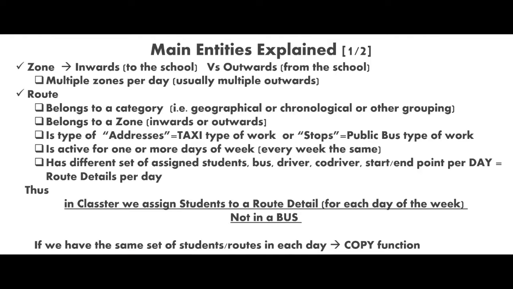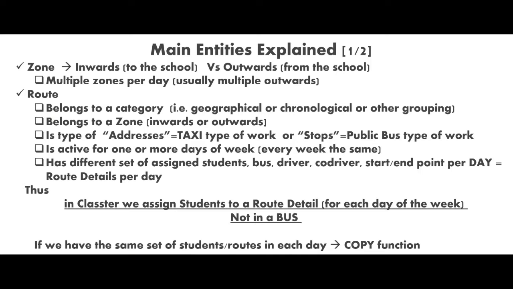Chronological, for example. If you have a morning zone, then we can have routes that are early morning, late morning, and so on, and then we can create categories like that. If you don't have a lot of buses, let's say up to 20 buses, maybe you don't need categories because you may have 20 routes, or maybe 40, 20 in the morning, 20 in the afternoon. So categories are used when we have a lot of routes and we want to easily find and group them.